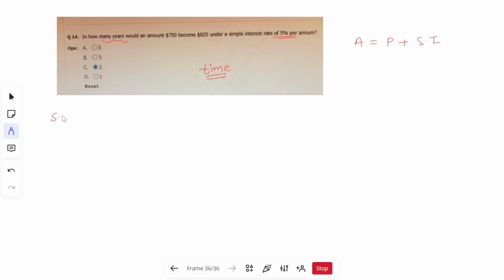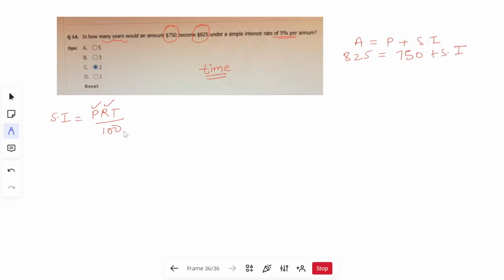But you have to understand that there is a formula of simple interest which is PRT by 100. Here P is the principal, R is the rate, T is the time. Okay, so let's see. The total amount that is given to us is 825. It is already given to us in the question. So we will substitute it here. The principal amount that we had was 750, so I will substitute that, plus simple interest.